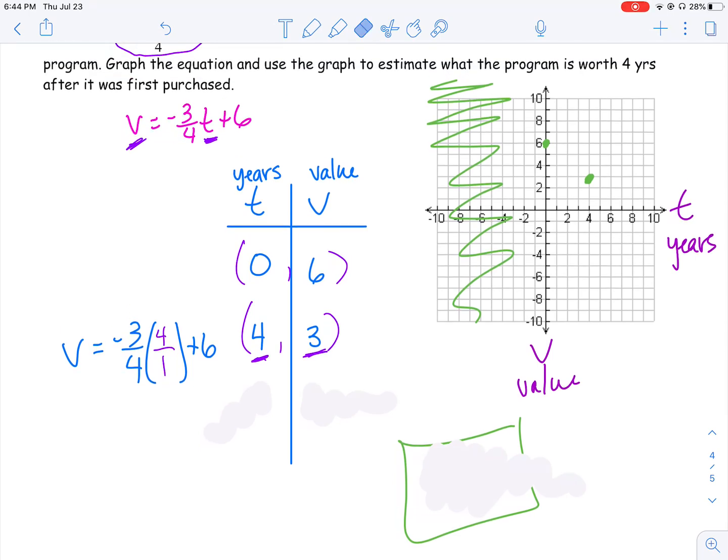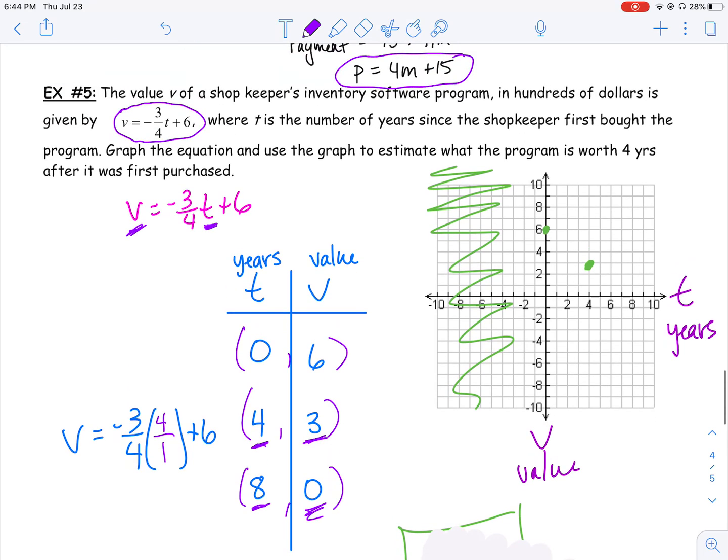All right, let's do a couple more if we want to make sure that our line is a little bit straight. It looks like the next one I chose was 8. You can plug in an 8 and figure out what the y coordinate is. I ended up getting 0. What that means is if I keep this software program for 8 years, how much is it going to be worth? Oh, 0, right? Eventually, it's going to lose its value. So the equation should kind of make sense, right? Over time, doesn't normally technology lose its value?